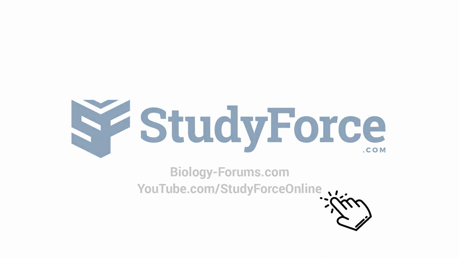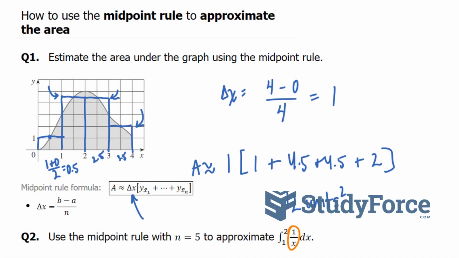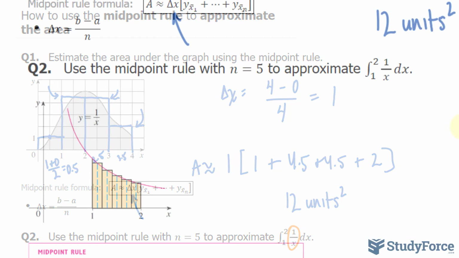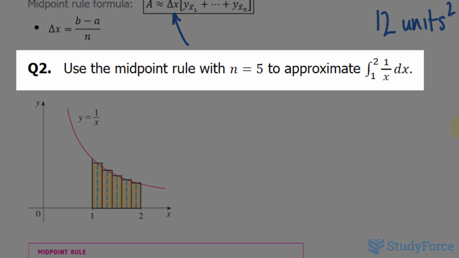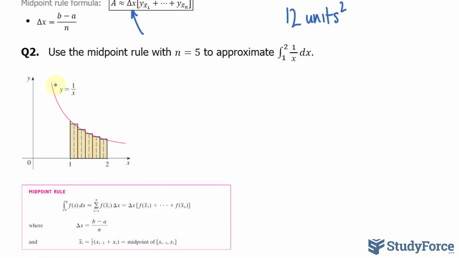Welcome back to part 2 of this series where we learn how to find the area using the midpoint rule. We ended off with question number 2, which reads, use the midpoint rule with n equal to 5 to approximate the integral between the bounds 2 and 1 for the equation 1 over x dx. The graph of this equation is also shown on the screen, and we have the bounds 2 and 1. So our b value is 2 and our a value is 1.